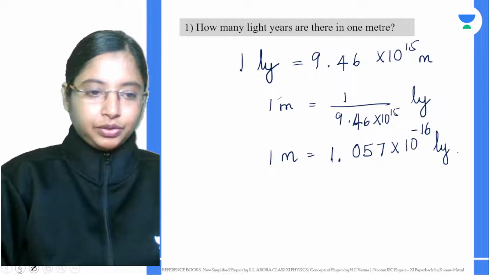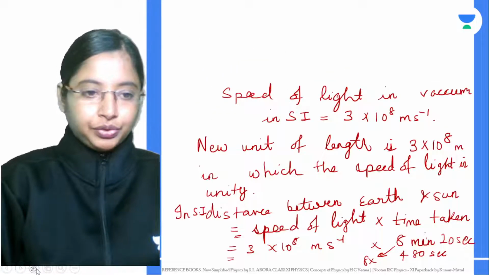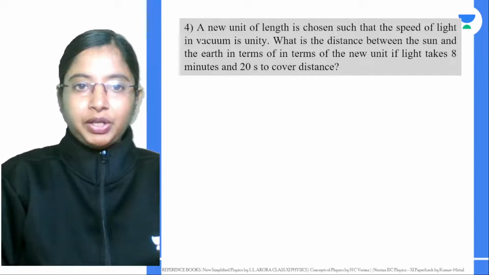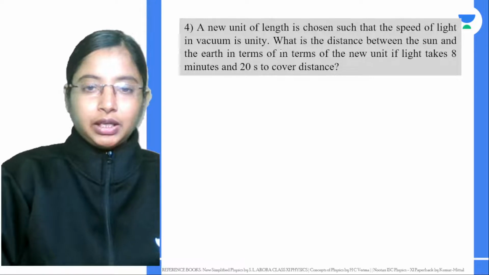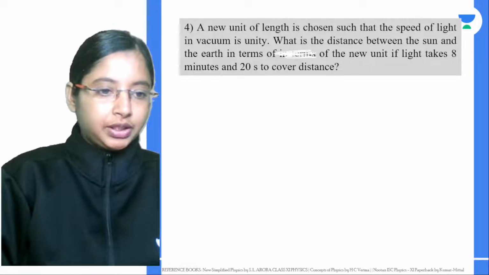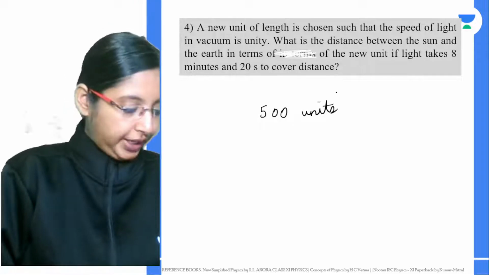That is 500 new units of length, the new unit you've gotten for this question. The new unit of length is chosen such that the speed of light in vacuum is unity. The distance between the Sun and the Earth in terms of the new unit, if light takes 8 minutes to cover it, is around 500 units. So the distance between Sun and Earth is 500 new units of length.